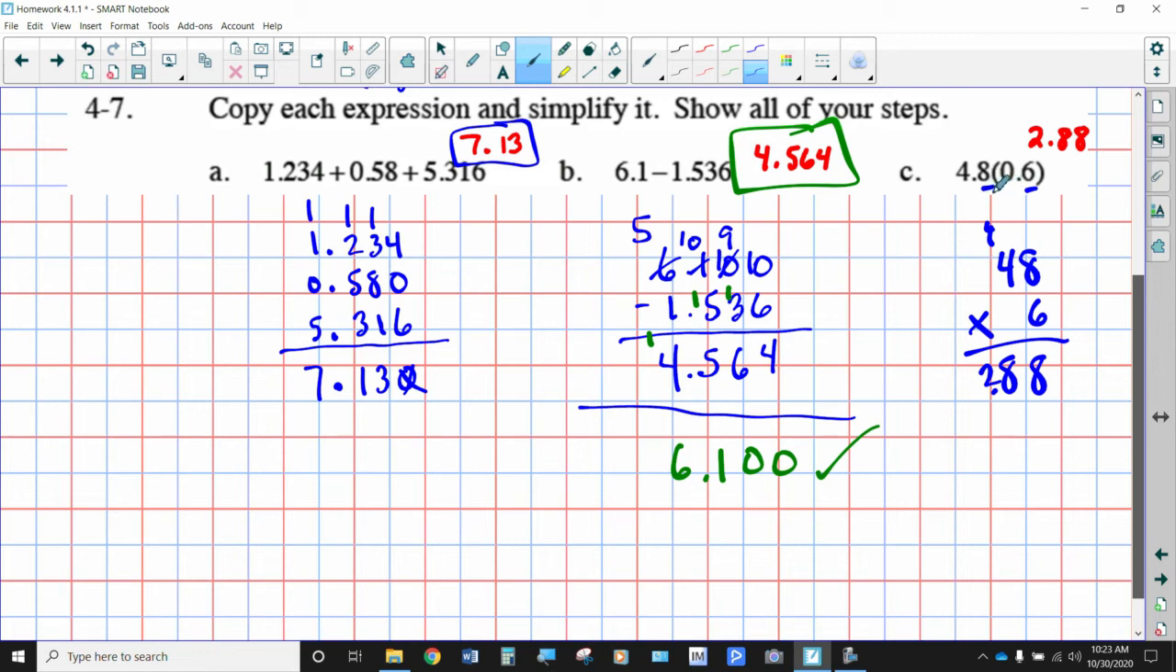Now, if you were to do estimation, you would look at this and say, okay, that's a number between 4 and 5, and that's almost half. So half of 5 would be 2.5. So this answer is probably a little bit more than 2.5, and it is. It's 2.88. So that's the way to check to make sure that your answer makes sense and your decimal is hopefully in the right spot.